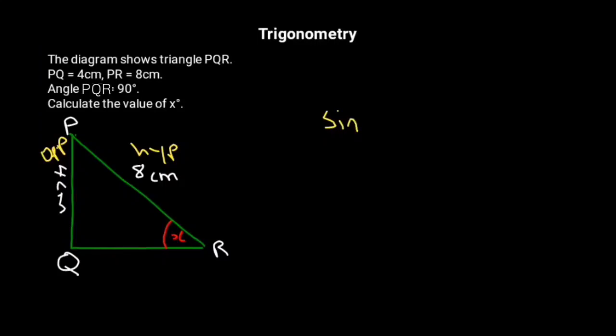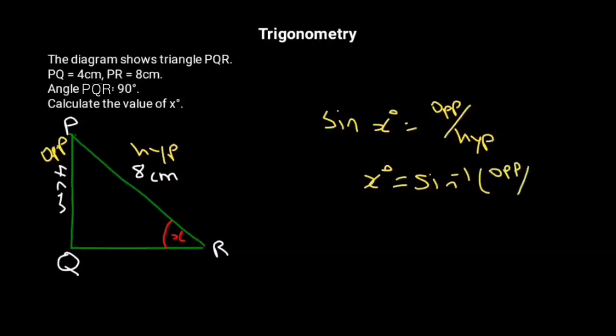So we have sin x degrees is equal to opposite divided by hypotenuse. We now need to find x degrees, so we're going to make x the subject of the formula. So we have x degrees is equal to sine inverse opposite divided by hypotenuse. Now we will substitute our values for the opposite and the hypotenuse. So x degrees is equal to sine inverse, once again, and the opposite is equal to 4 and the hypotenuse 8. We can simplify this at this stage.